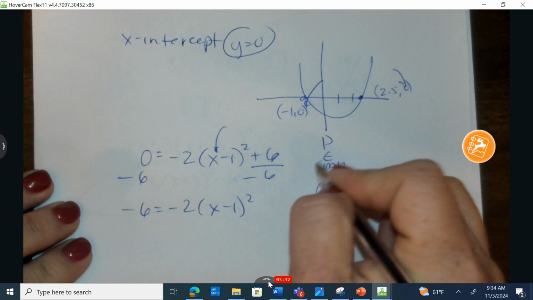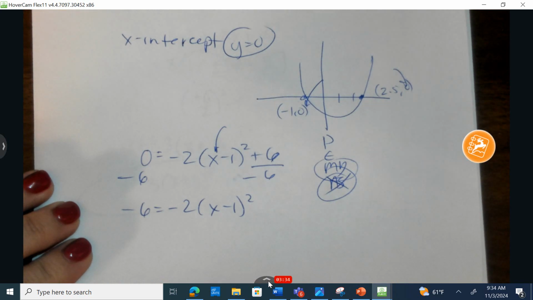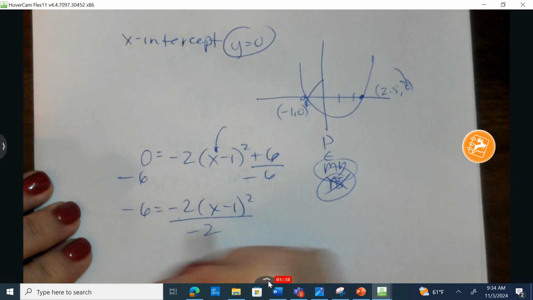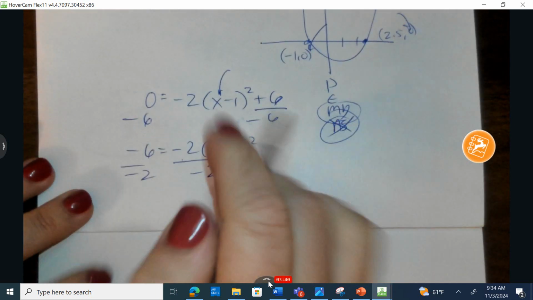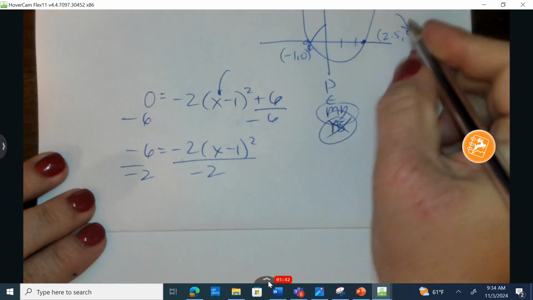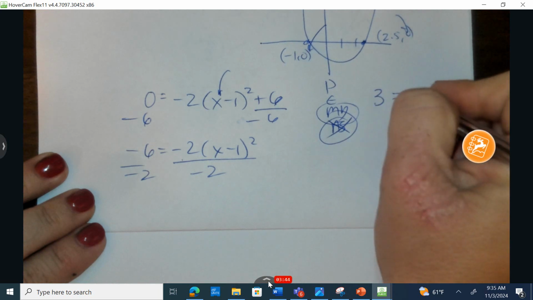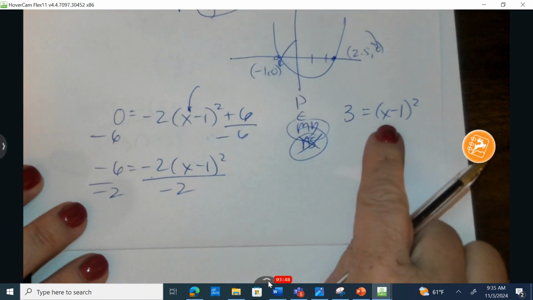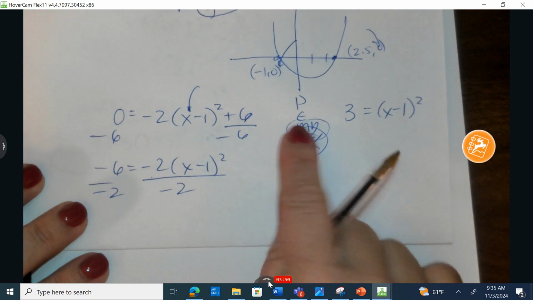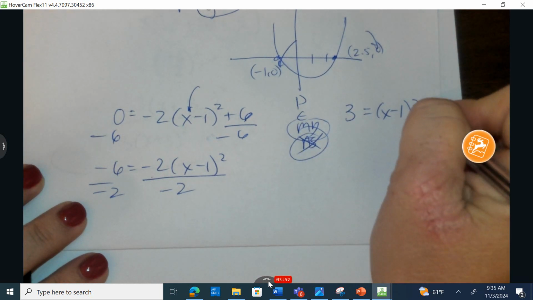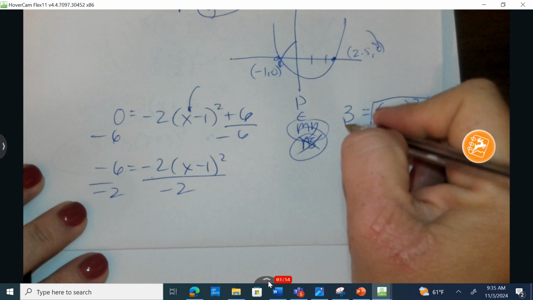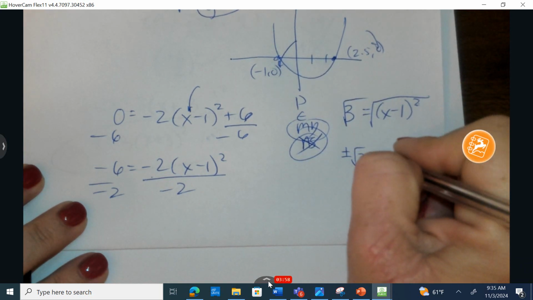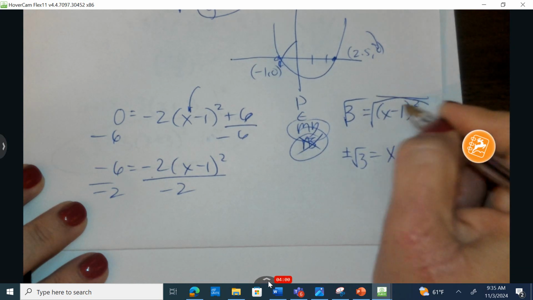Now, on the side that contains the x, is there any multiplying or dividing outside of the parentheses? There is. Opposite of multiplying by -2 is dividing by -2. And I'm going to bring this over here where I have a little more space. So I have 3 equals x subtract 1 squared. On the side that contains the variable x, is there any exponents? There is. So what is opposite of squaring? It would be the square root. Remember, that means we're going to have 2 answers. So plus or minus the square root of 3, and then I'm left with x minus 1.